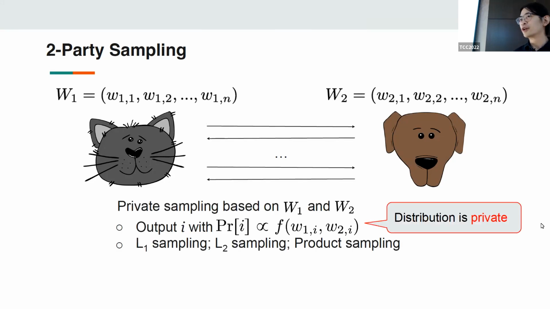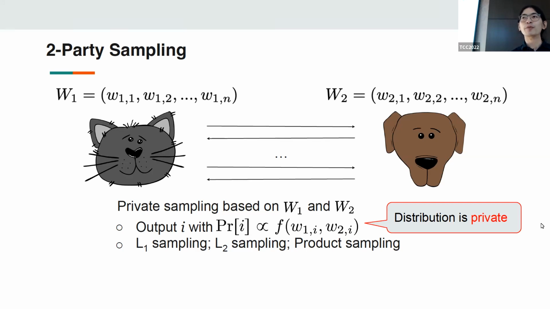Assume each party has a vector of weights, and the probability function you want to sample from is jointly defined on these two weights. For example, if the function is the L1 distance between the two vectors, that defines the L1 distribution, and then that defines the L1 sampling problem. Similarly, we could have L2 and product sampling and more. So the question is, how can we sample from this privately?